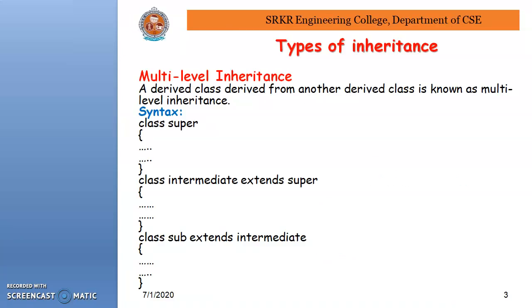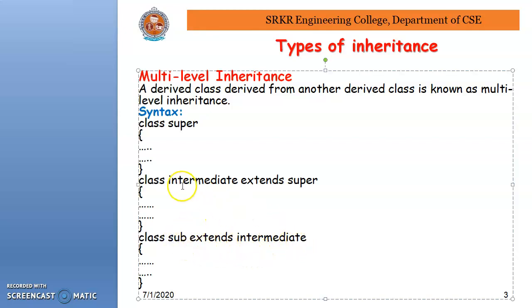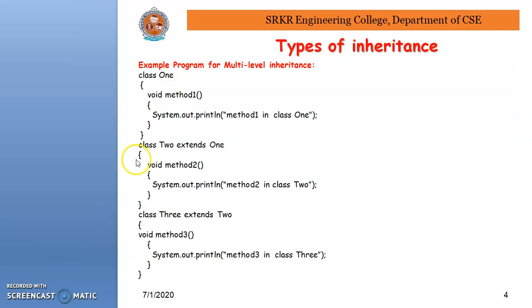Here, a derived class derived from another derived class is known as multi-level inheritance. That means the first class is called super, and the second class is called intermediate, which extends the super. The third class, the subclass, extends the intermediate. That means this subclass will use the intermediate as well as super. So this is called multi-level inheritance. This is the example for that.